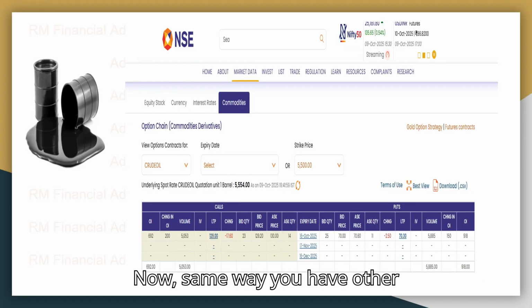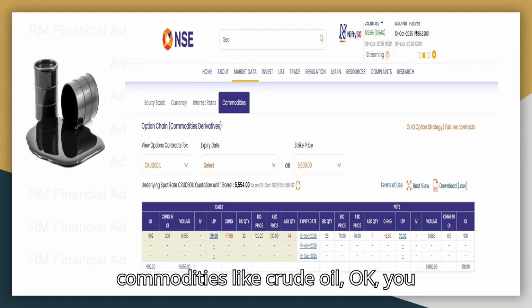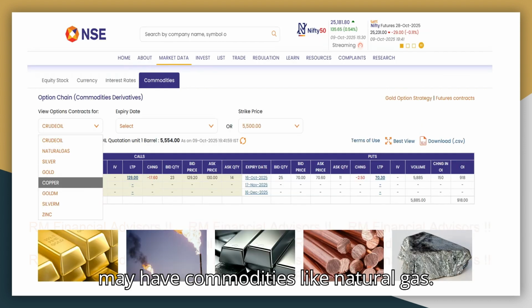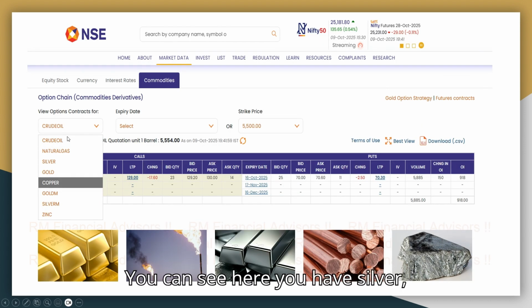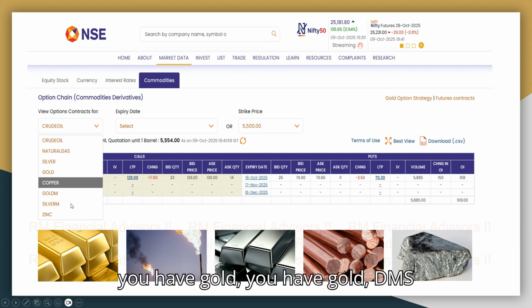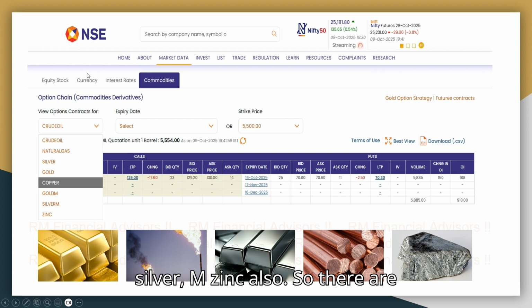Now in the same way you have other commodities like crude oil. You may have commodities like natural gas. You can see here you have silver, you have gold, you have gold M, silver M, zinc also. So there are many commodities which we trade in, right?